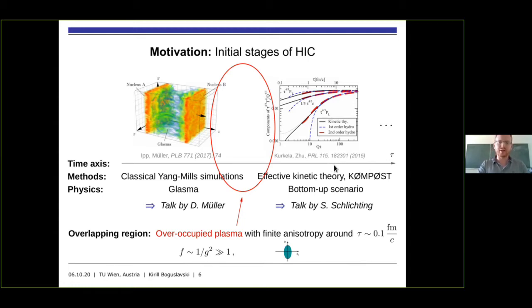Now, what I will be talking about is actually the overlapping region where both classical Yang-Mills theories as well as kinetic theory are applicable. In this region, the plasma is overoccupied, highly occupied, and has some finite anisotropy, and which is around 0.1 fm/c. So this region has the very interesting advantage that not only do lattice simulations provide non-perturbative insight that is difficult to obtain otherwise, but kinetic theory, or more generally perturbation theory, is applicable also in this region. So we can actually compare to some expectations.